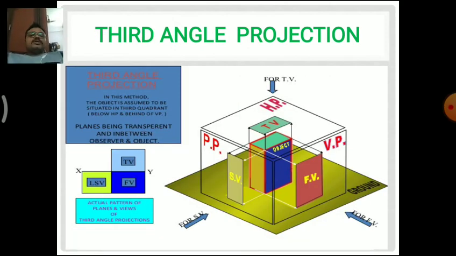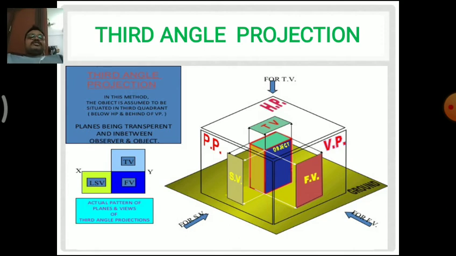Next, going to the third angle projection. In this method, the object is assumed to be situated in the third quadrant only, but in the first angle projection method, the object is in the first quadrant only. The planes are transparent and lie between the observer and the object.